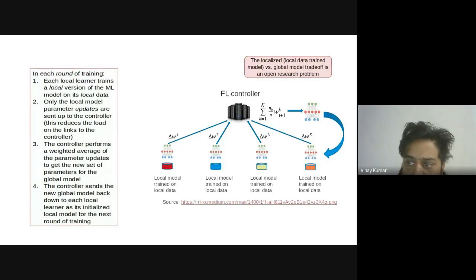Sometimes what you can do is consider some of the parties. If the number of parties is small enough, then you can consider full participation, meaning you consider all parties. But if there is a high number of parties, then you can consider partial participation, meaning you can select some parties.